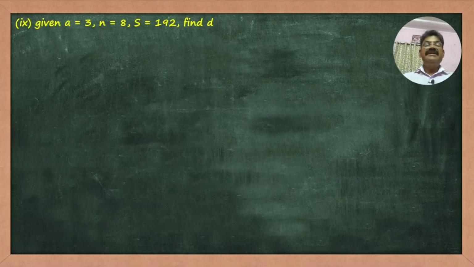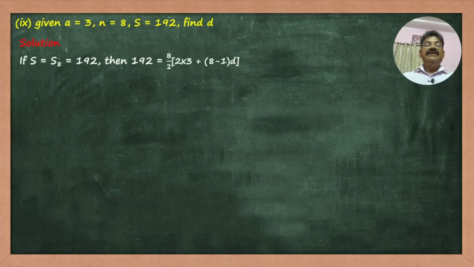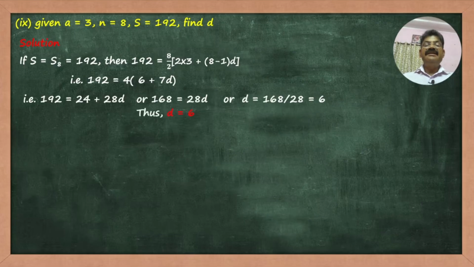Ninth problem. Given a is equal to 3, n is equal to 8, S is equal to 192. S means sum of n terms. Sometimes it can be written like this. Instead of Sn, we may write S also. So S is equal to S8 because n is equal to 8, which is equal to 192. When you substitute these values in the formula, you get 192 is equal to 4 into 6 plus 7d, or d is equal to 6.